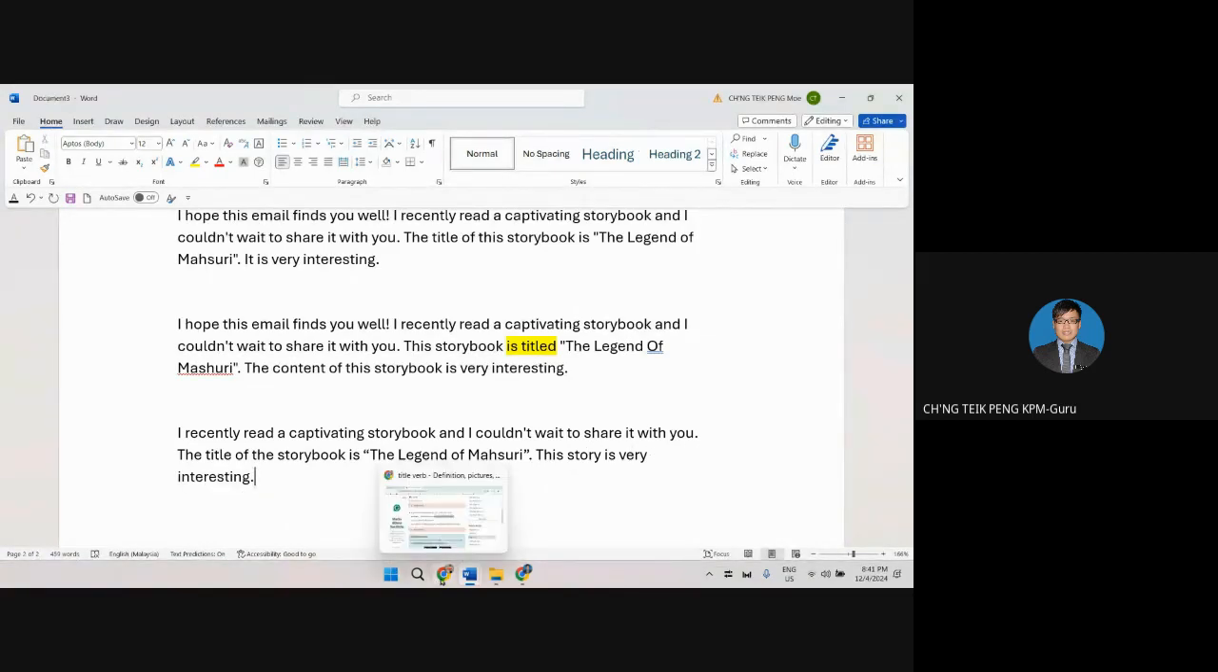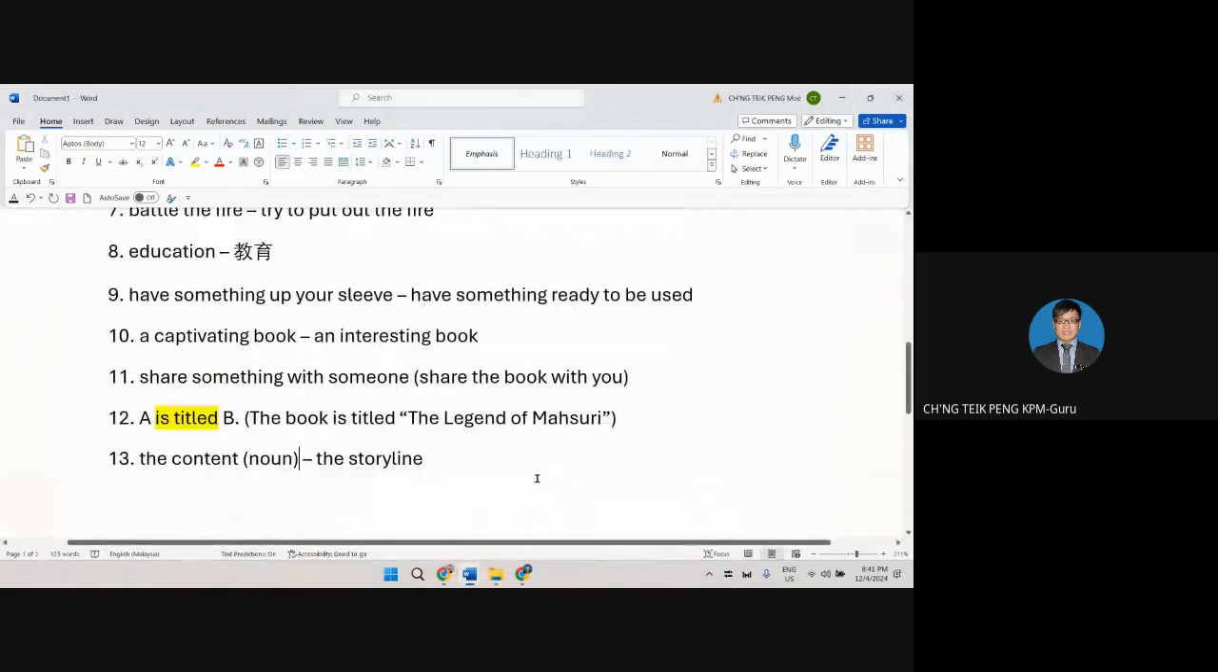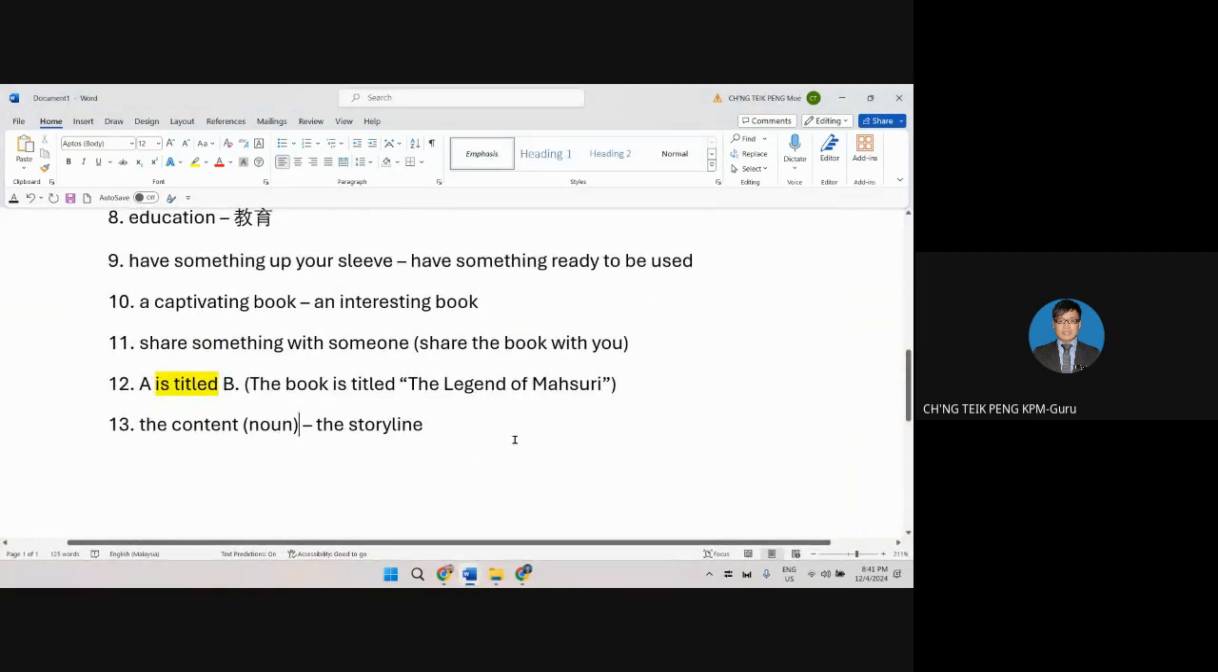So I think the first paragraph is quite easy, isn't it? So we have got a few interesting things, yeah. First of all, remember when you're using share, you have to tell me share what. Understand? Share what. And next, if you want to use title as a verb, 如果你要将它当作动词来用呢，你就要这样子用咯。A is titled B. Okay? For example, the book is titled The Legend of Masuri.